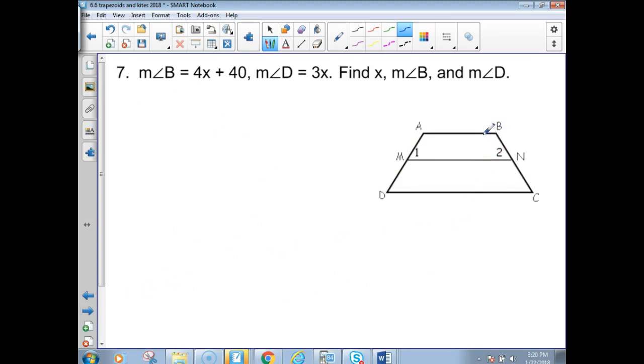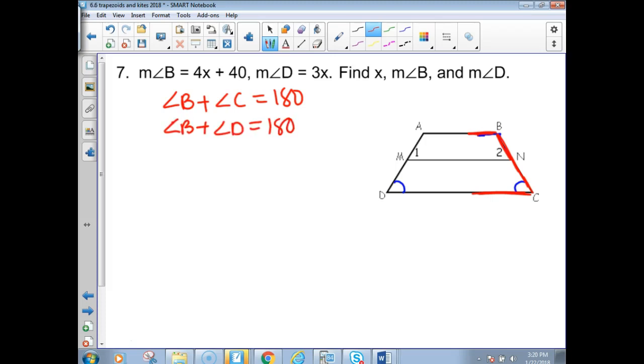Now it says angle B and angle D. Well, angle D and C are congruent, but angle B and D aren't. What's the relationship between angles B and C? They're supplementary, okay? So angle B plus angle C is 180. And I can say angle D and C are congruent. So if I do a substitution, angle B plus angle D equals 180. Agreed? Because D and C are congruent.